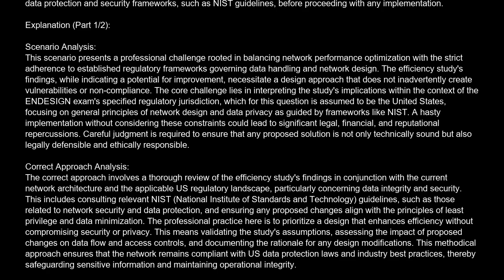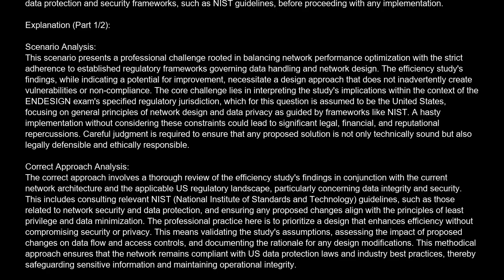A hasty implementation without considering these constraints could lead to significant legal, financial, and reputational repercussions. Careful judgment is required to ensure that any proposed solution is not only technically sound, but also legally defensible and ethically responsible. Correct approach analysis. The correct approach involves a thorough review of the efficiency study's findings in conjunction with the current network architecture and the applicable U.S. regulatory landscape, particularly concerning data integrity and security.